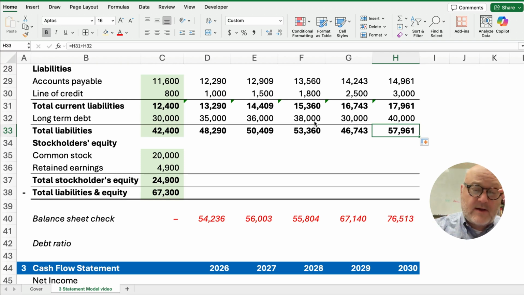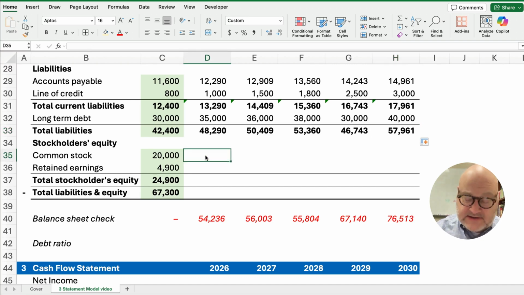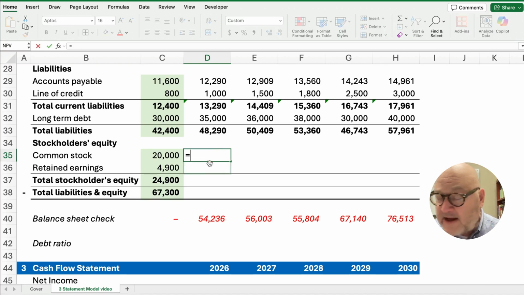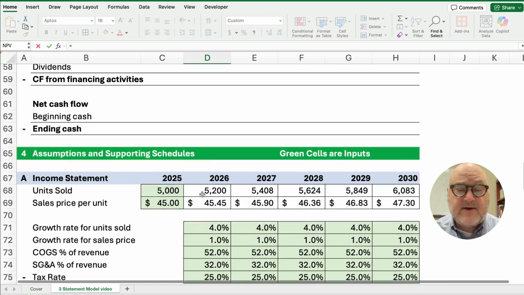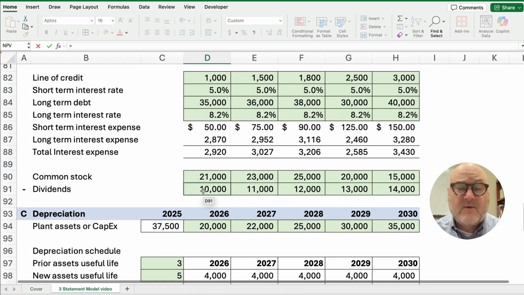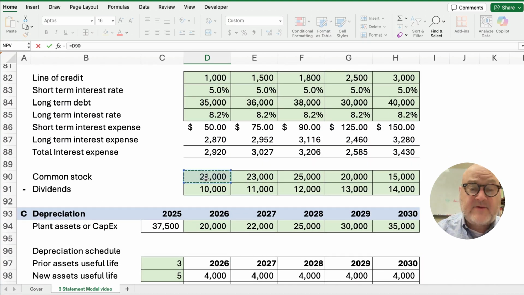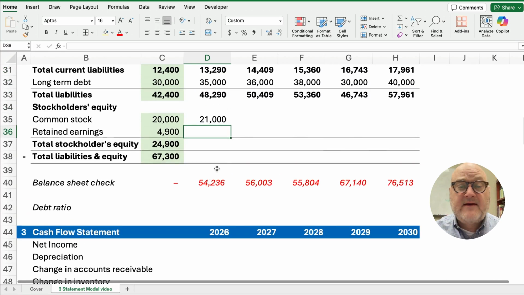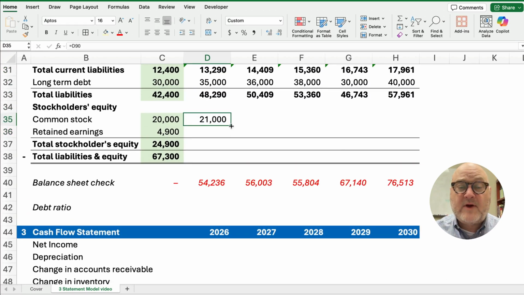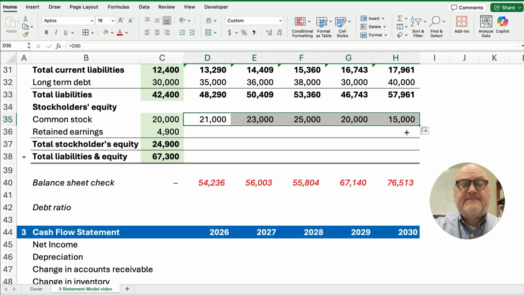So now we've got to work on things like common stock and retained earnings, and then we need to work on the cash flow statement. So common stock, we're going to assume that we go from 20,000, and here we're going to say we have 21,000 of common stock, and we're going to move that all the way across. Okay? Now, retained earnings is going to take a calculation that we need to make.